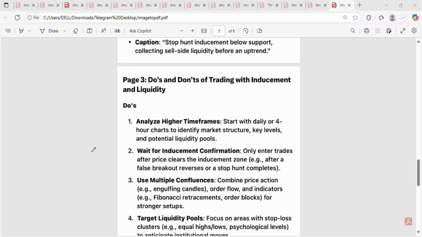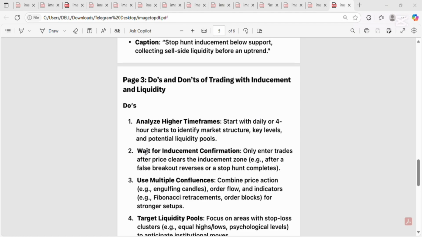There should be a breaker block here. Remember, this is an advanced class, so you have to know what a breaker block is, and there should be an order block located at this area. There should be another block located here. Now, if this is the inducement, this area becomes our area of liquidity, the breaker block or the what? Order block.